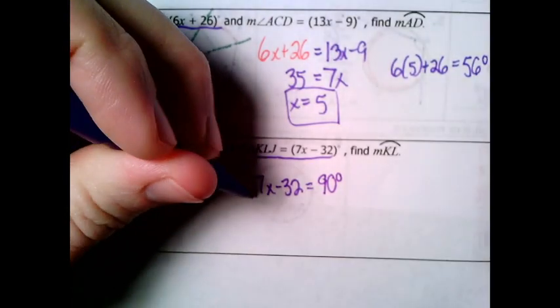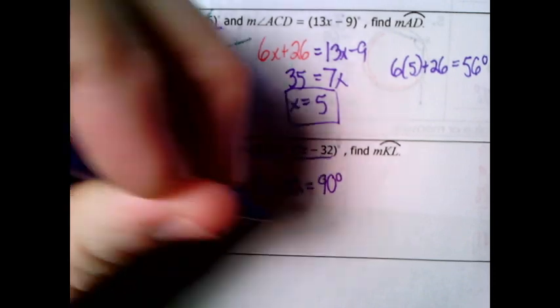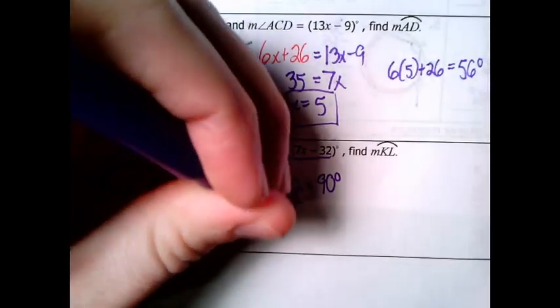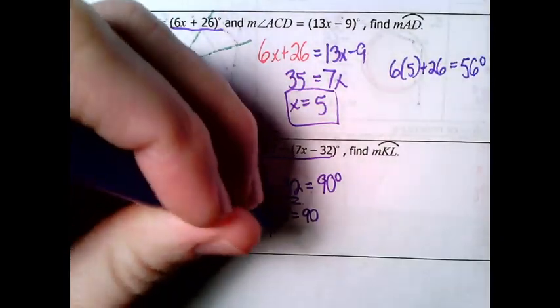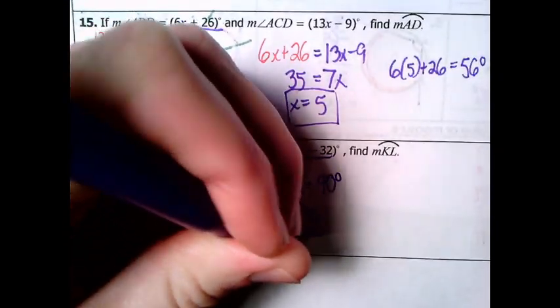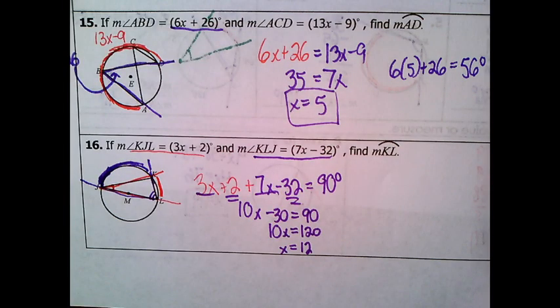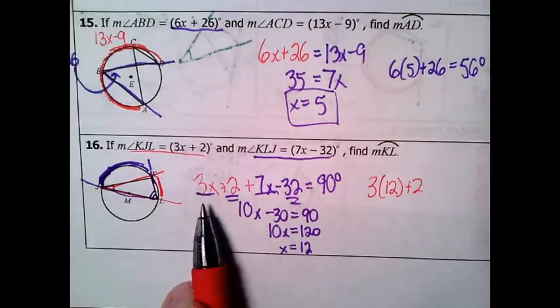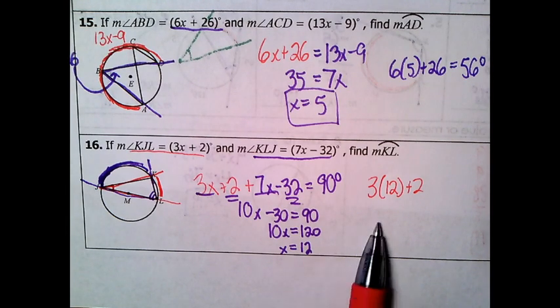So let's combine like terms. That gives me 10x. Here I'm going to combine like terms. That's going to give me negative 30. Add my 30, it gives me 120. Divide by 10, it gives me 12. And then they want you to plug back in for KJL, which is the first one, which is the red one. So I'll make it red for you. They want the red part. So 3 times 12 plus 2. I'm just plugging the x in there. 3 times 12 is 36 plus 2.